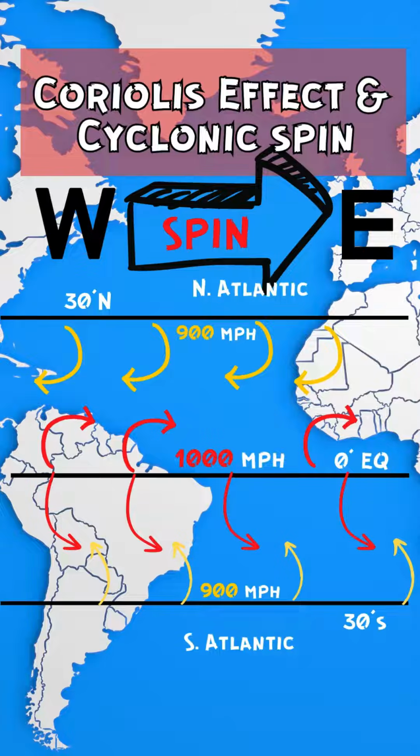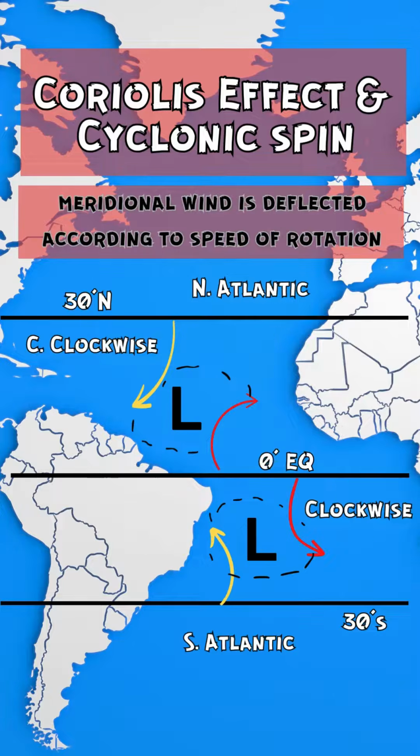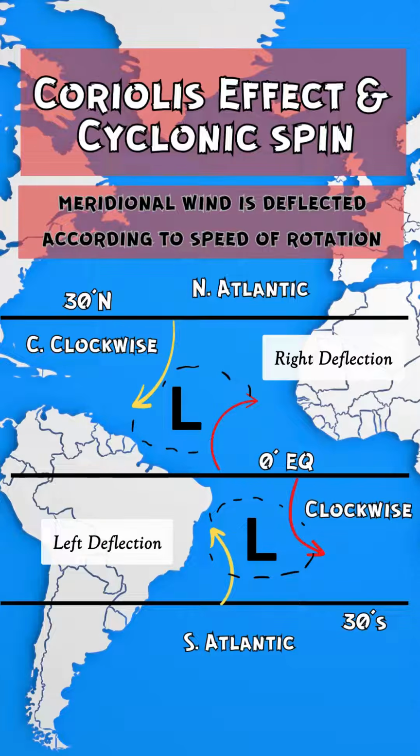So at the equator, you're moving at around 1,000 miles per hour, and at 30 degrees north and south, which is what we're looking at for these cyclones, it is moving at 900 miles per hour. So in the northern hemisphere, the red arrow coming from the equator, the faster air, is being deflected to the right, and the slower air moving at 900 miles per hour from 30 north is being deflected also to the right, because if it's fast, it's jumping forward, and if it's slow, it's lagging behind.